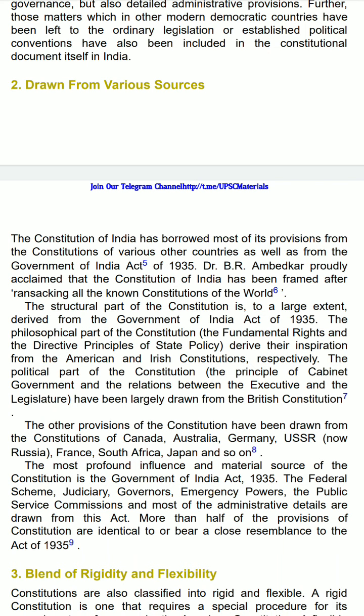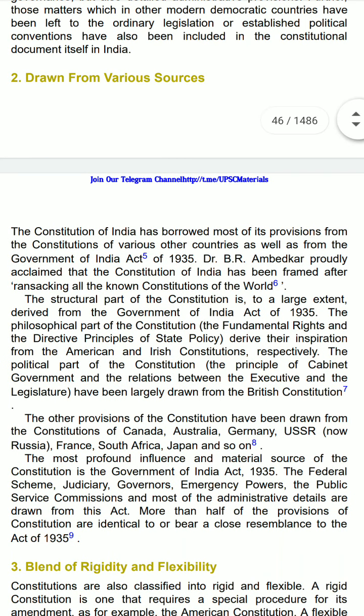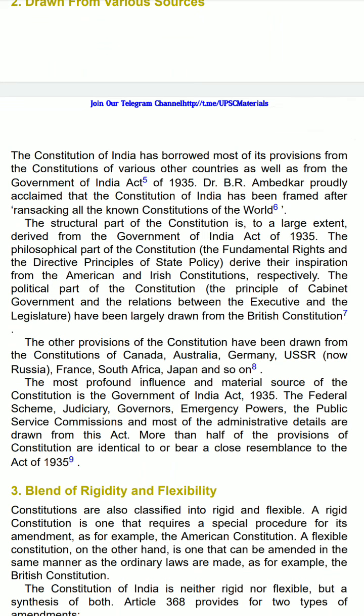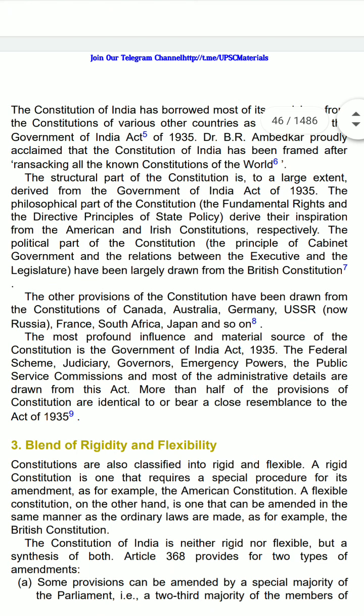Dr. B.R. Ambedkar proudly acclaimed that the Constitution of India has been framed after transcending all the known constitutions of the world. The structural part of the Constitution is to a large extent derived from the Government of India Act of 1935. The philosophical part of the Constitution, the fundamental rights and the directive principles of state policy, derive their inspiration from the American and Irish Constitutions respectively. The political part of the Constitution, the principle of cabinet government, and the relation between the executive and the legislature have been largely drawn from the British Constitution.